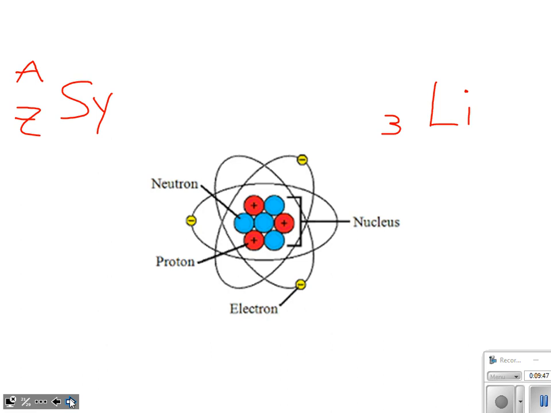Now, what is A? 7, Ethan says. How'd you get that? The neutrons and the protons. When I add those up, 1, 2, 3, 4, 5, 6, 7. So when I use this notation, lithium 7 with atomic number 3, I know that there are 7 protons and neutrons. 3 of those are protons, so how many neutrons?